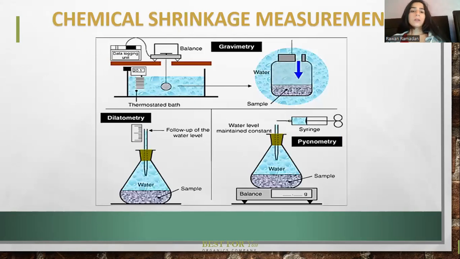There are three main measurements for chemical shrinkage: gravimetry, which tests the external volume change of cement paste, dilatometry, and pycnometry. Among these measurements, dilatometry is the most used technique.